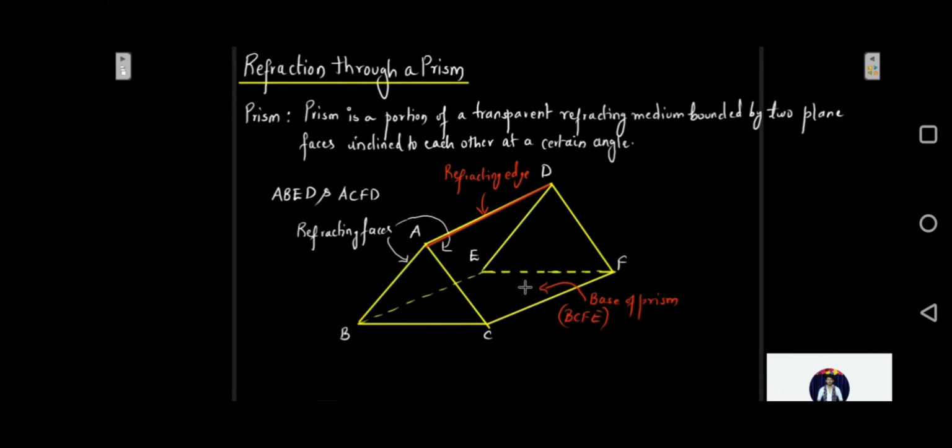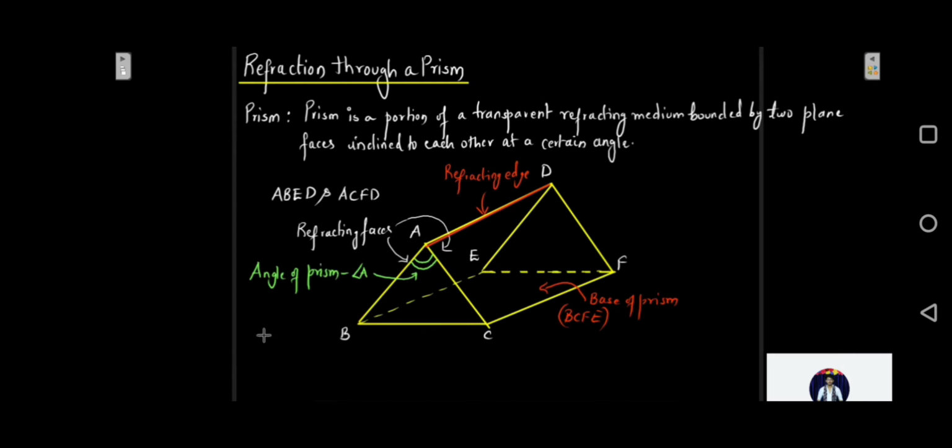Then there is something called the angle of prism. In this case, if you see this angle A, this angle between the two refracting faces is called the angle of prism. This angle A is called the angle of prism.